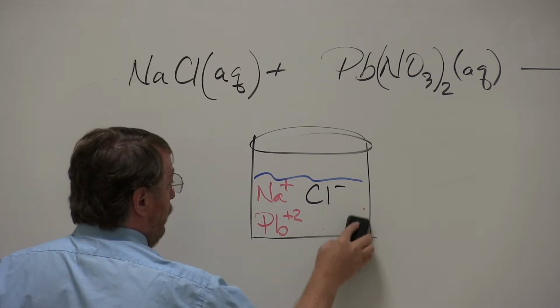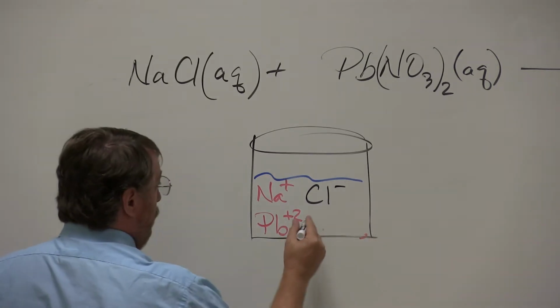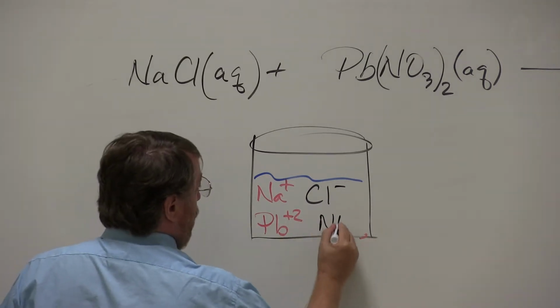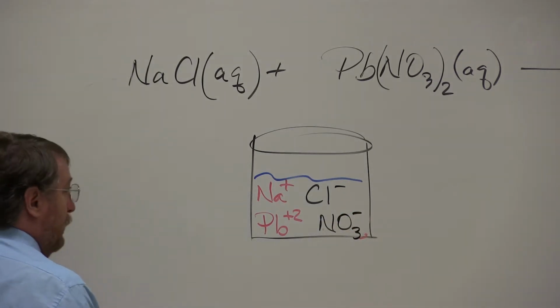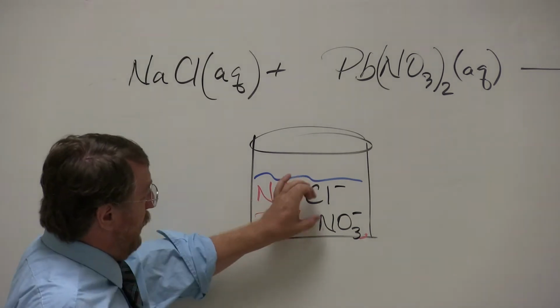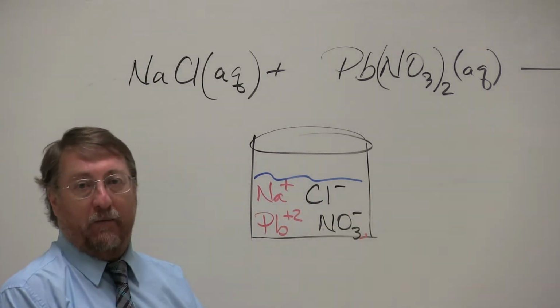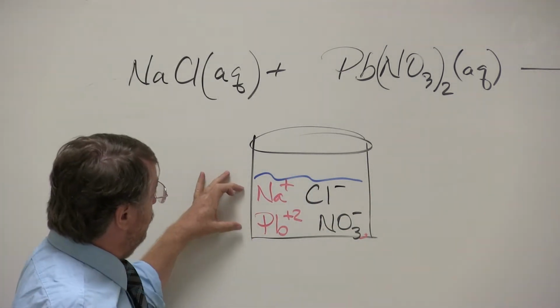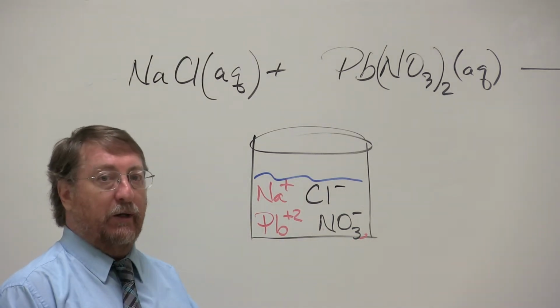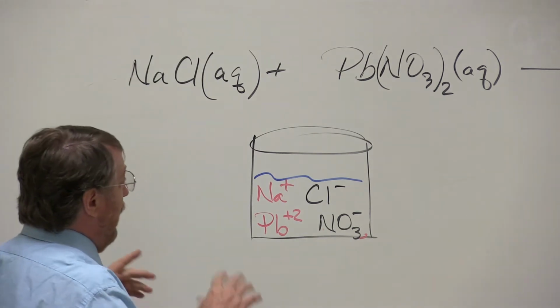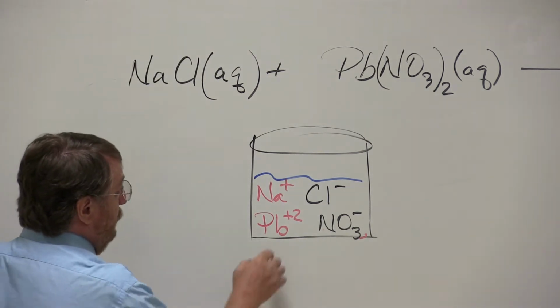Let's go back to the black here. They're colliding with each other. Like charges, so the chloride and nitrate, when they collide, they're going to repel because they're both negatively charged. The sodium and the lead, when they collide, they're going to repel because they're similar charge. So it's the opposite charges that are going to attract.